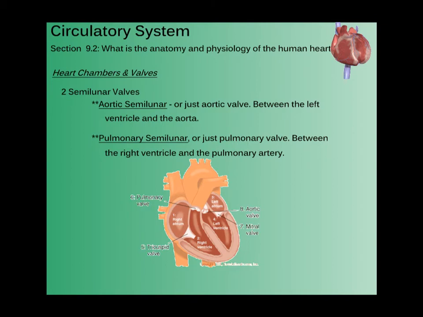Let's start with the aortic. The aortic valve is going to essentially be coming out of the left ventricle. So blood's going to go through the atrium, through the left AV, into the left ventricle, and out this aortic valve, into the aorta, which is our biggest artery. We call this puppy Big Red. And it is essentially going to be pumping blood with the highest pressure.